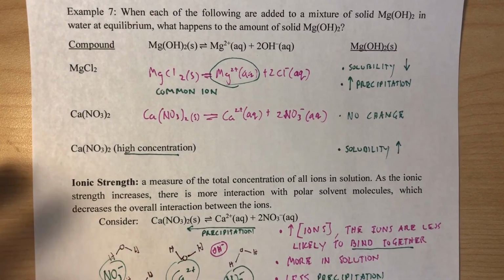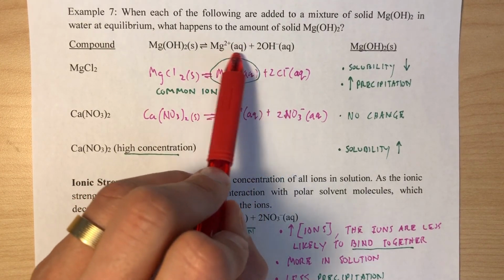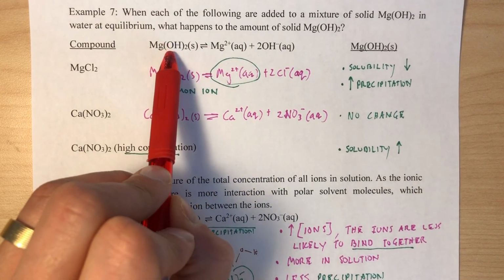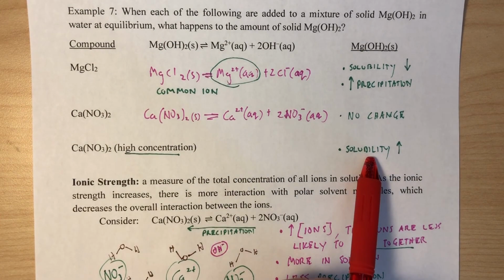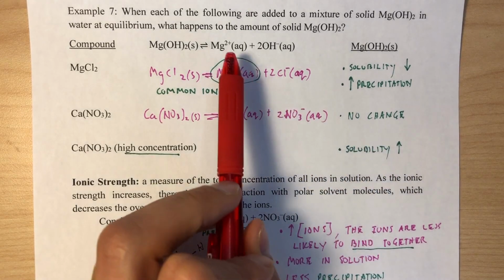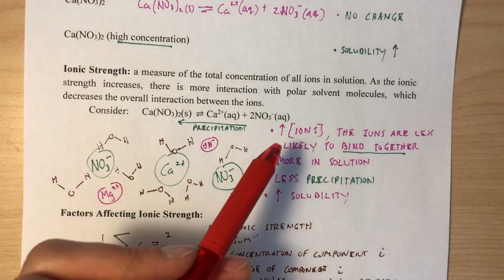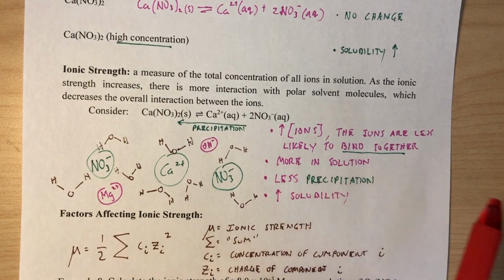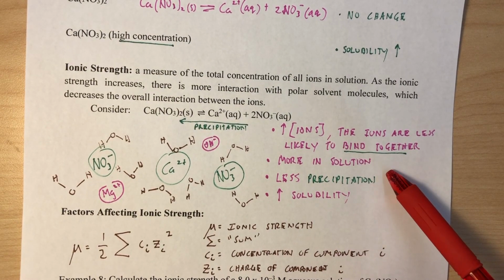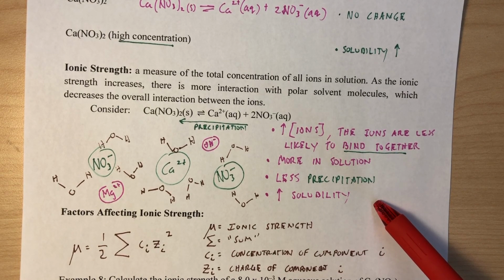So again, we're looking at this reaction. If all of those ions in solution are preventing the magnesium and the hydroxide from coming back together, they can't form the solid and they can't precipitate. That has a domino effect of essentially increasing the solubility, because everything's kind of stuck at the product side in solution. So to recap, when we increase our total ion concentration, the ions are less likely to bind together. So you have more in solution, which results in less precipitation, and by extension, an increase in solubility because all the ions are in solution.